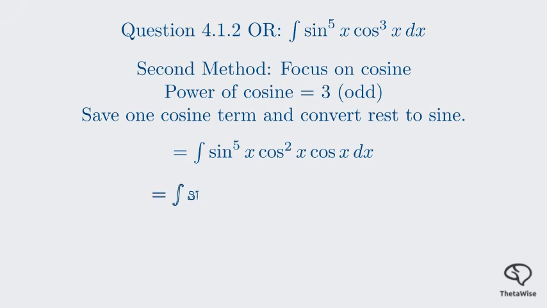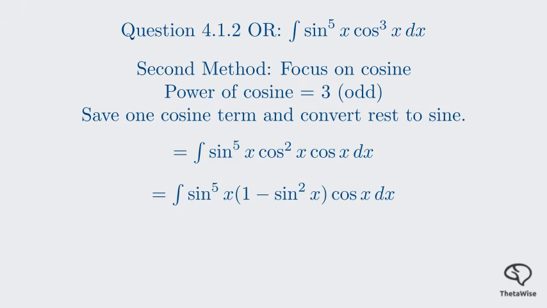Now we use the Pythagorean identity to convert the cosine squared term to sine. Cosine squared of x equals 1 minus sine squared of x. The integrand is now in terms of sine, with a lone cosine x dx term. This is perfect for u substitution.